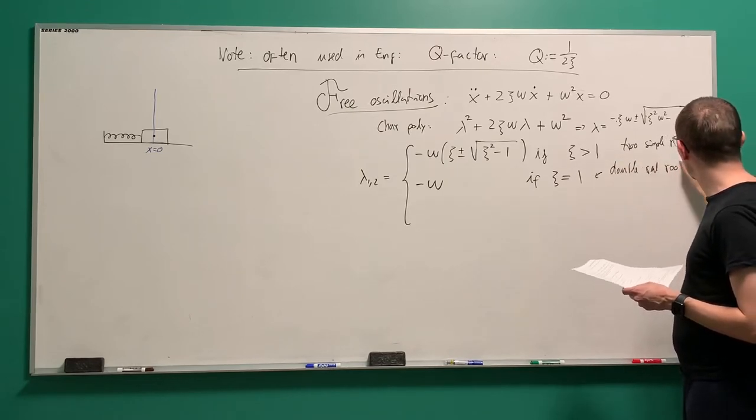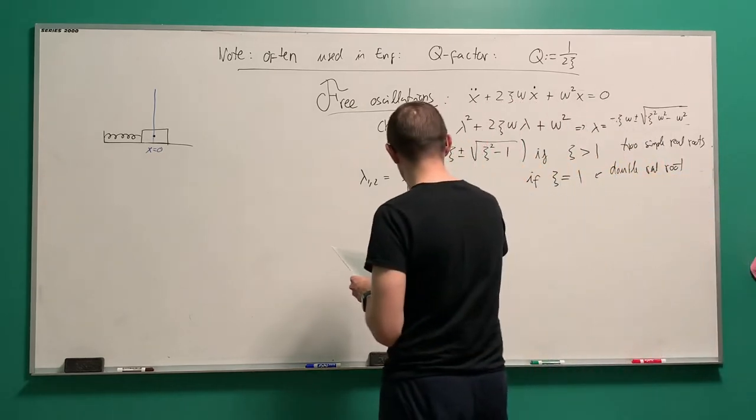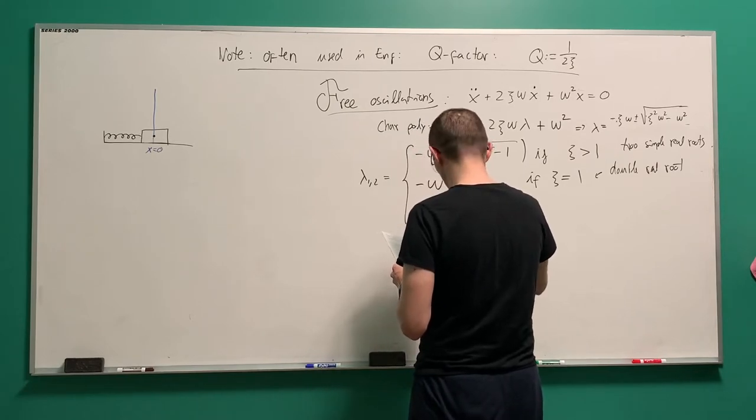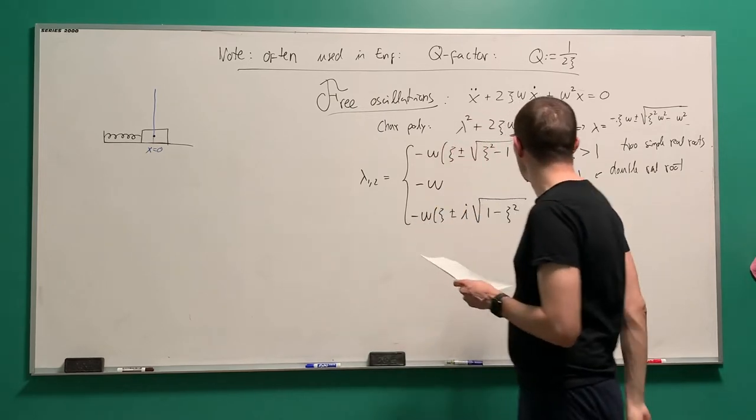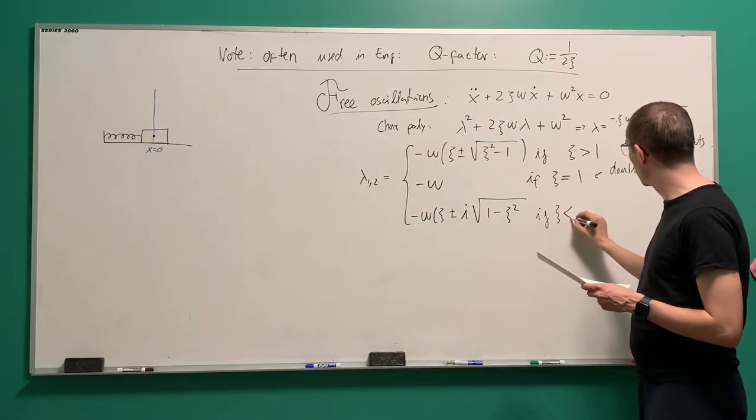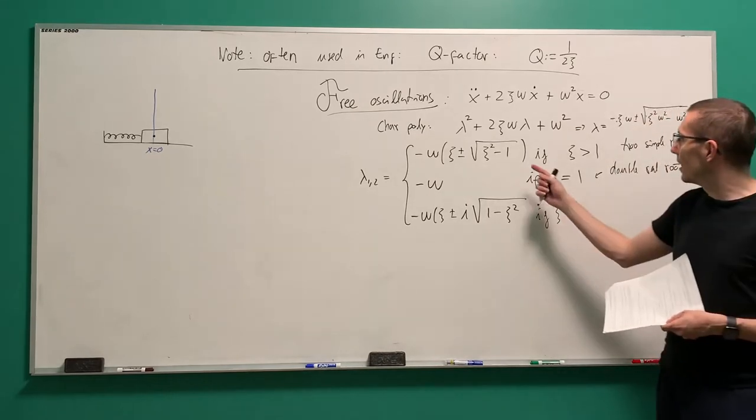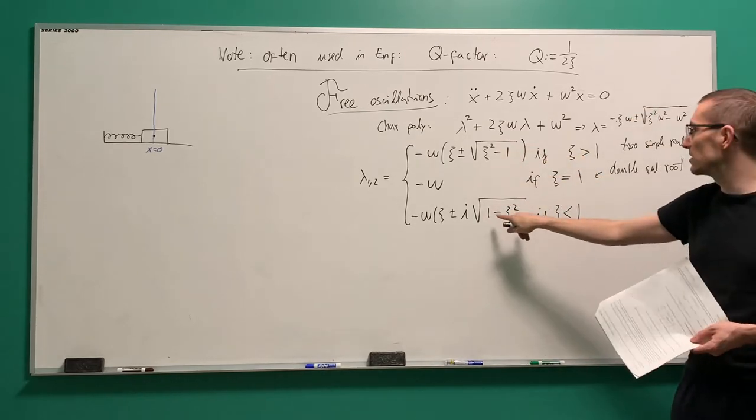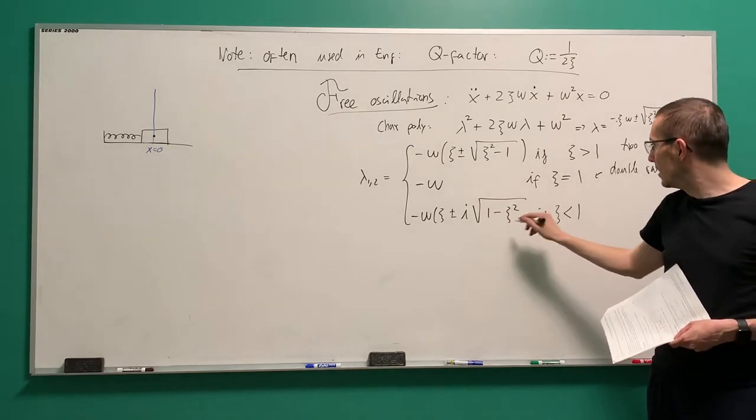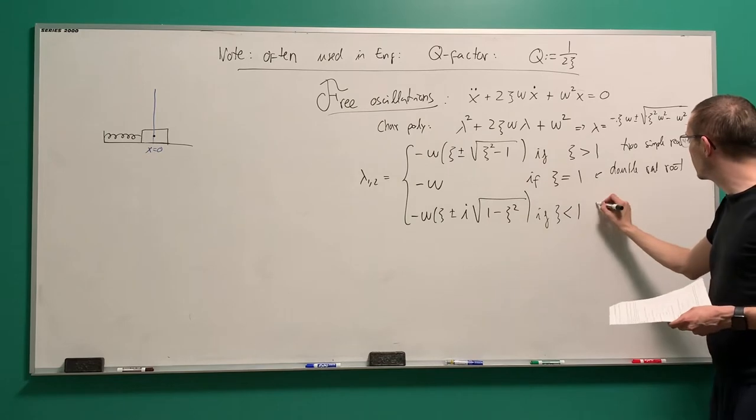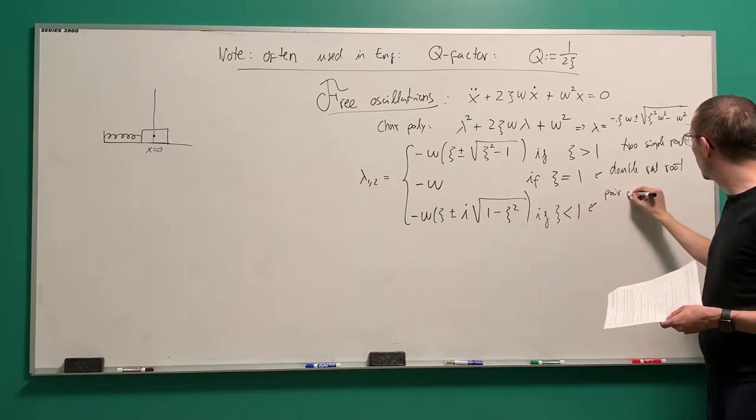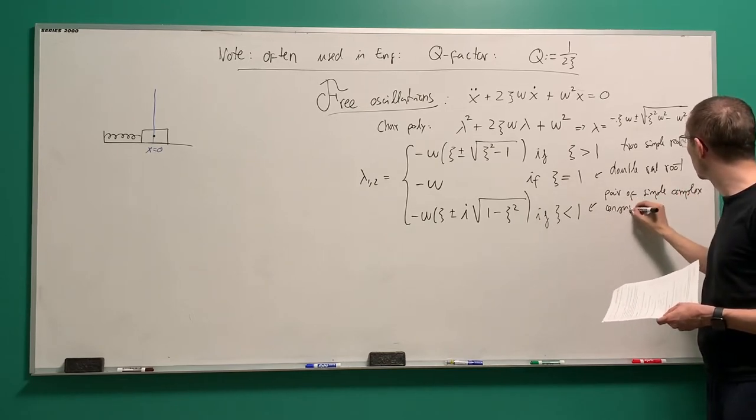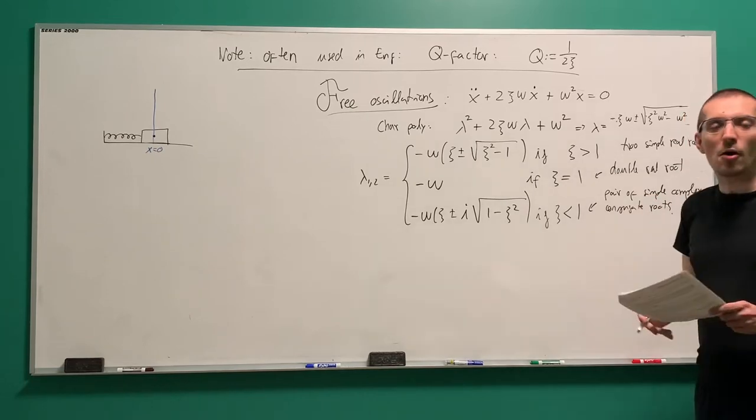And finally, the other option is minus omega psi plus or minus i, and then the square root of 1 minus psi squared, if psi is less than 1. If psi is less than 1, then this number becomes a negative number. So it's the root of a negative number. I take the i and change the sign inside. So it's i times the root of the positive number that you get by changing the sign. So it's this expression right here. And this is a pair of simple complex conjugate roots.